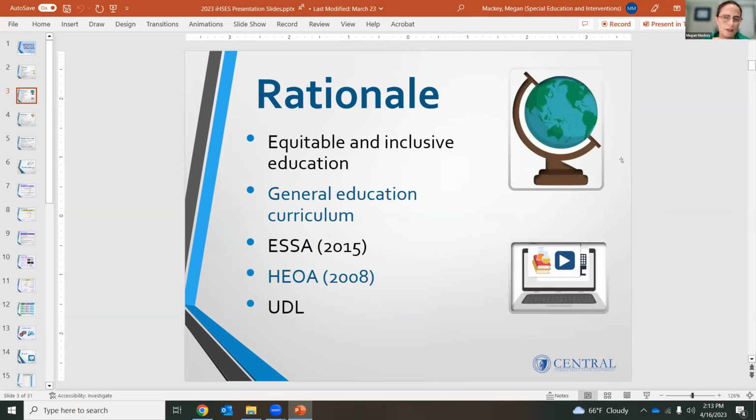The rationale for this is that we want to create an equitable and inclusive education. And so we want to remove barriers to learning for all students in the general education curriculum. I listed a couple of United States laws that speak to why we would be doing this.